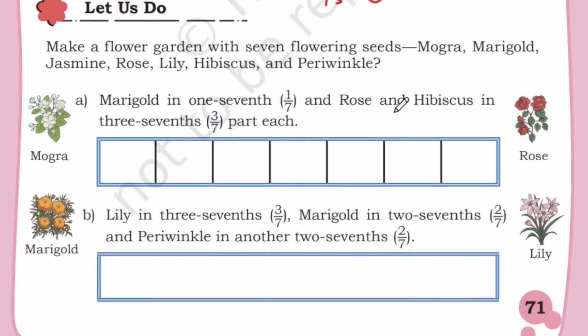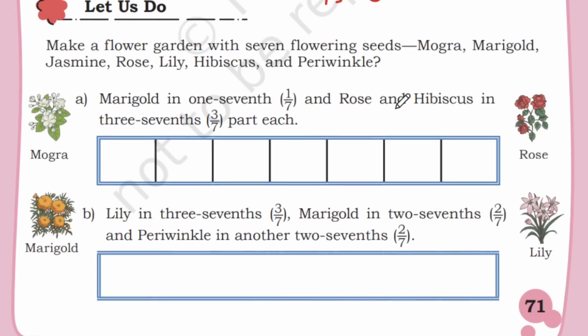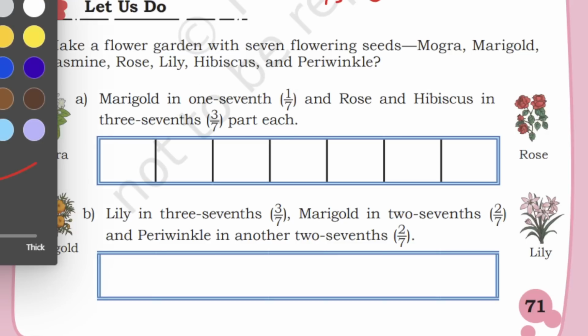Important question. Okay. Next, make a flower garden with 7 flowering seeds: morga, marigold, jasmine, rose, lily, hibiscus, and periwinkle. Marigold 1/7 and rose and hibiscus in 3/7 part each. Okay, I'm going to use the colors, students. What I'm going to do with the color of the flower, I'm going to color it out. Okay, so marigold is in yellow color 1/7, so I'm going to use yellow.